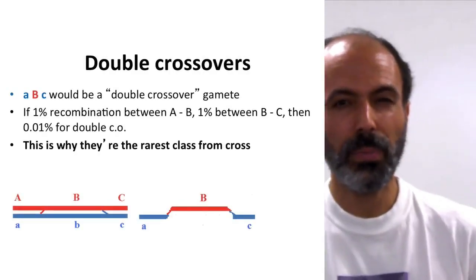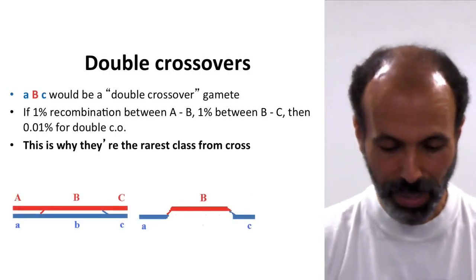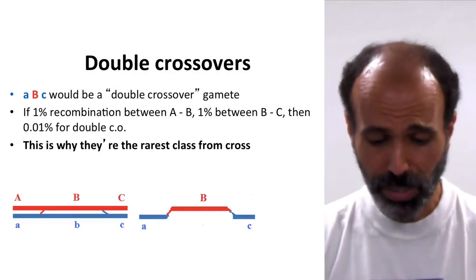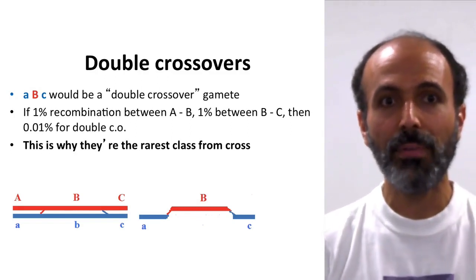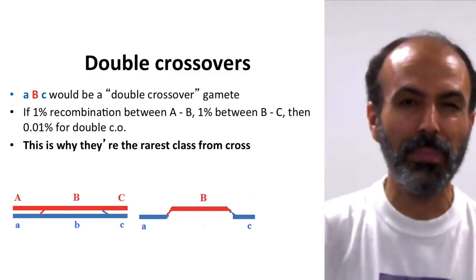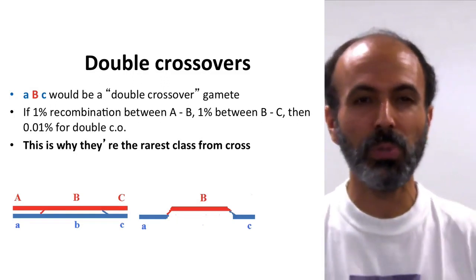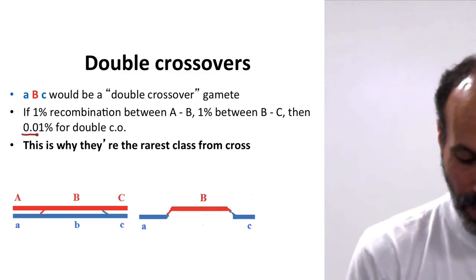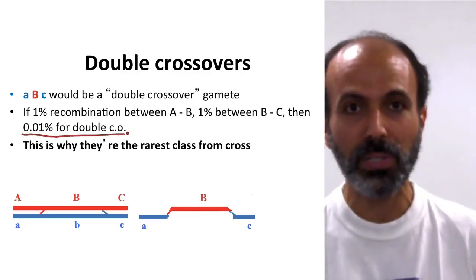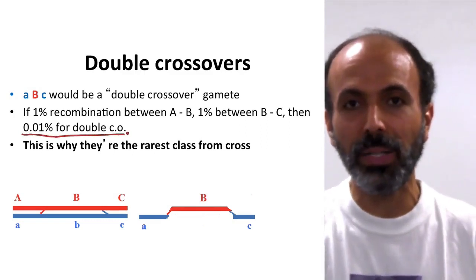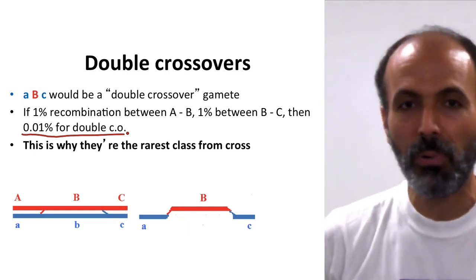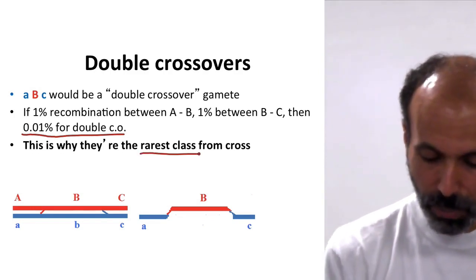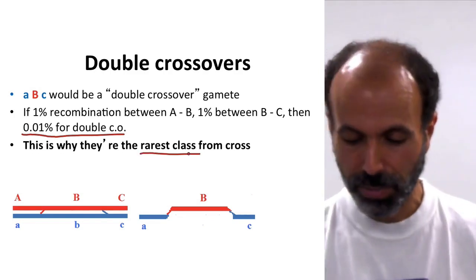Well, again, double crossovers, there are basically two things happening together. So in this case, we have the little a, big B, little c as a double crossover gamete. So imagine that you have a 1% chance of recombination between A and B, and a 1% chance of recombination between B and C. Then what would happen is you could actually multiply these two probabilities. So it would be a 0.01% chance of a double crossover. Essentially, you're taking a rare thing and multiplying by the probability of another rare thing to get this double crossover class. They will always be the rarest class from any particular cross.